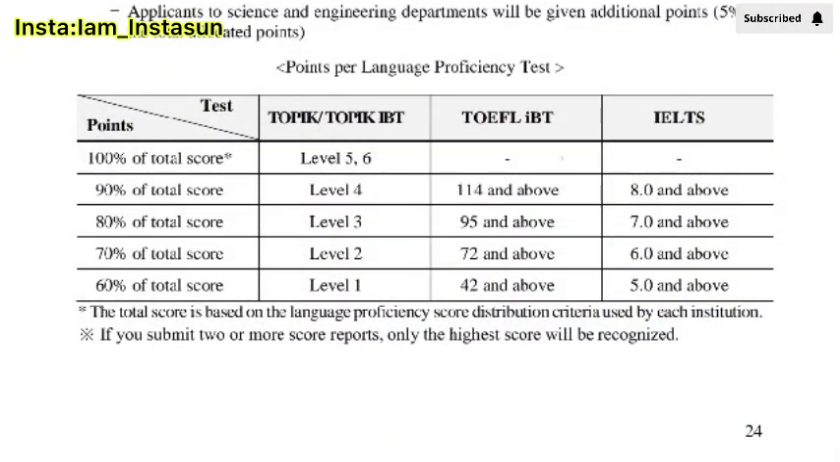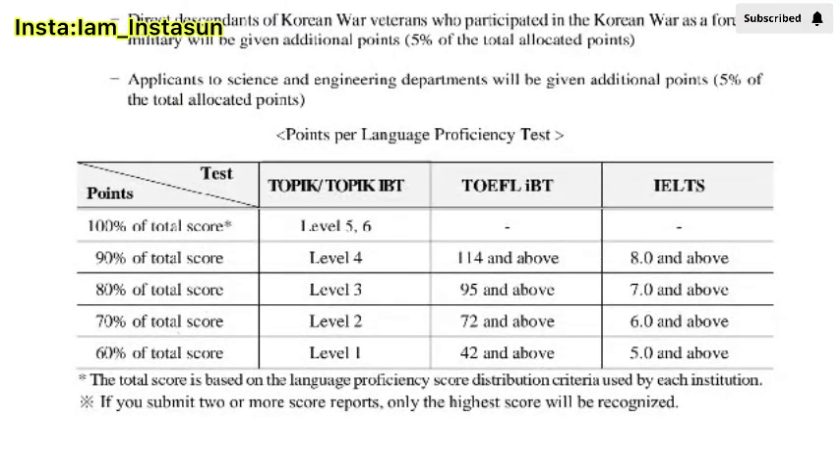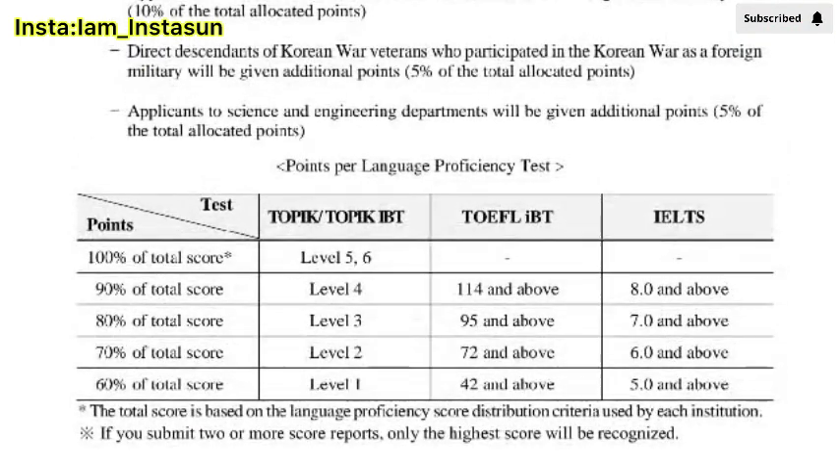And you know that for the last 2 years they started giving extra points for those who submit TOPIK, IBT TOEFL and IELTS scores. These are the levels of scores, and these are the points that you will get.